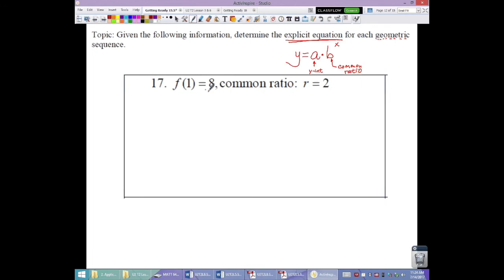All right, so if f of 1 is 8 and the common ratio is 2, that means the sequence looks like 8 multiplied by 2, 16, multiplied by 2, 32, 64, and so on. Well, to make an explicit equation, I'm going to need one more piece of information. This is the 1st term, 2nd term, 3rd, and 4th. I need the 0th. So if rather than multiplying by 2, I divide that 8 by 2, it means the 0th term would be 4. So my function is f of x equals 0th term 4 times multiplier 2 to the x power.